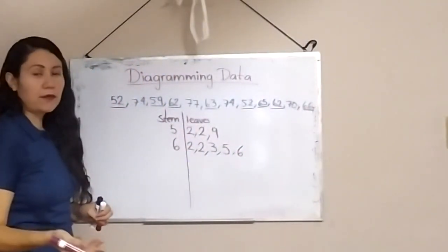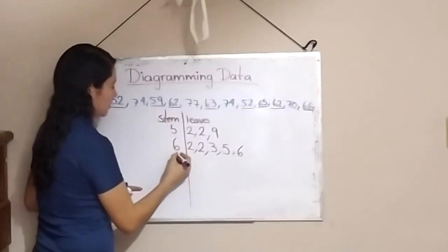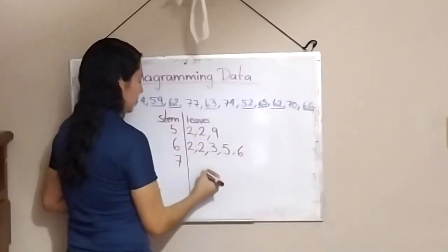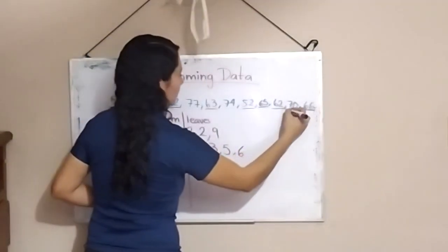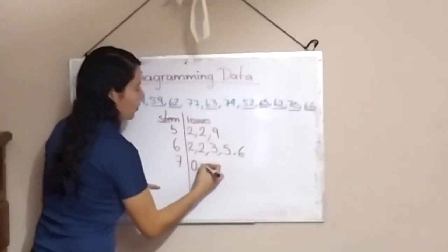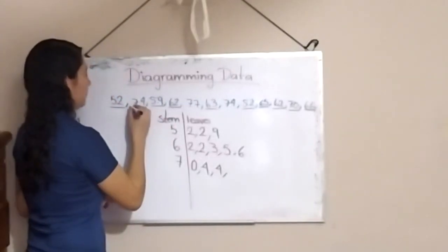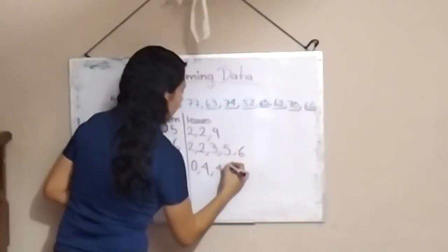Our next stem is going to be the 7 because we have 70s. We have 70. We are going to write the 0. We have 74 2 times, so we are going to write the 4 2 times. And we have the 77.